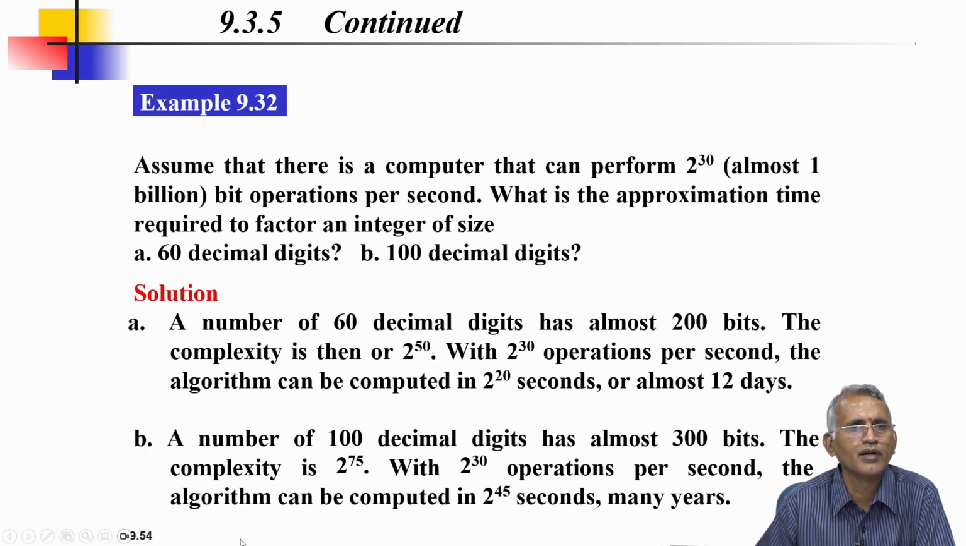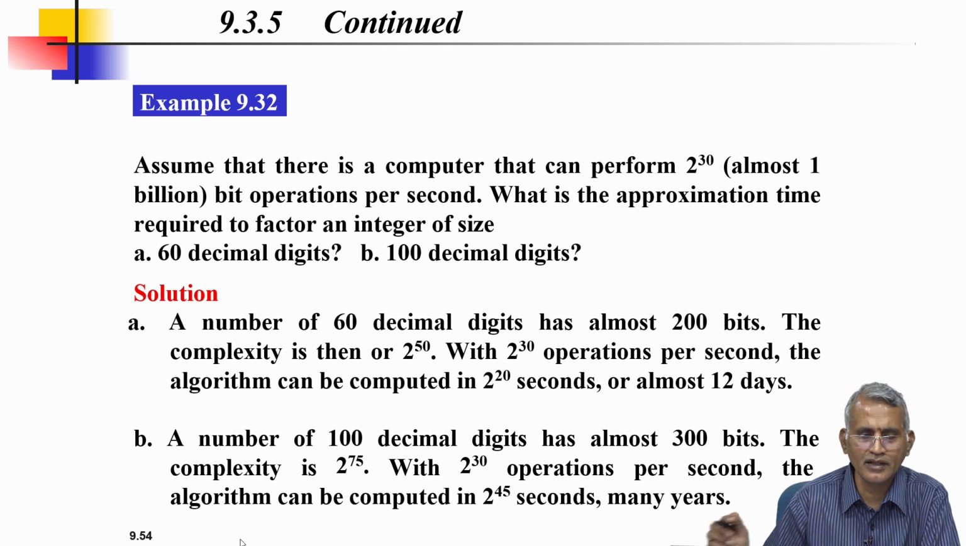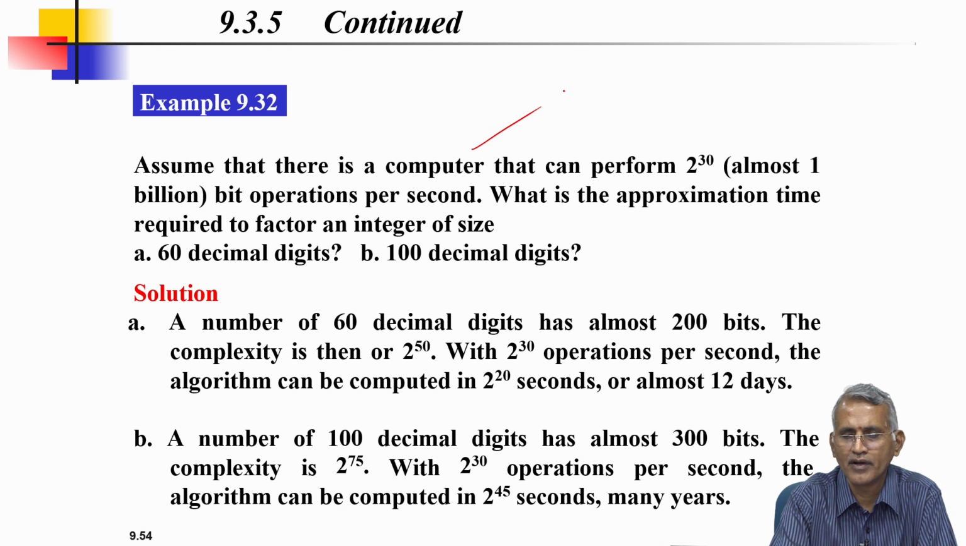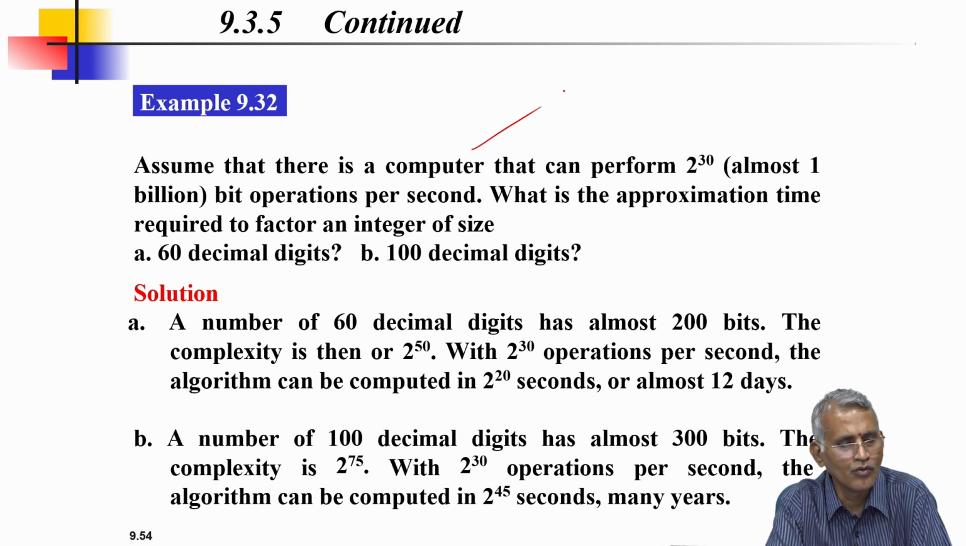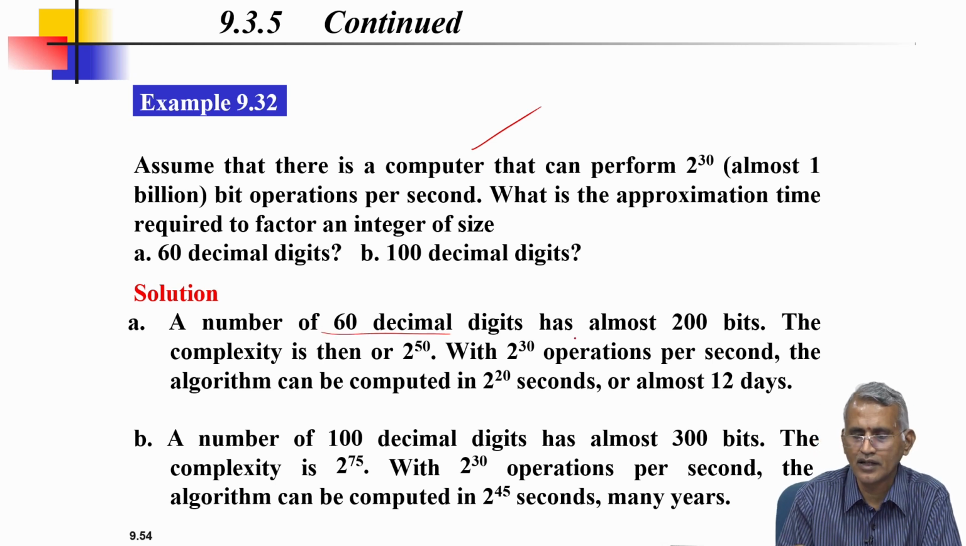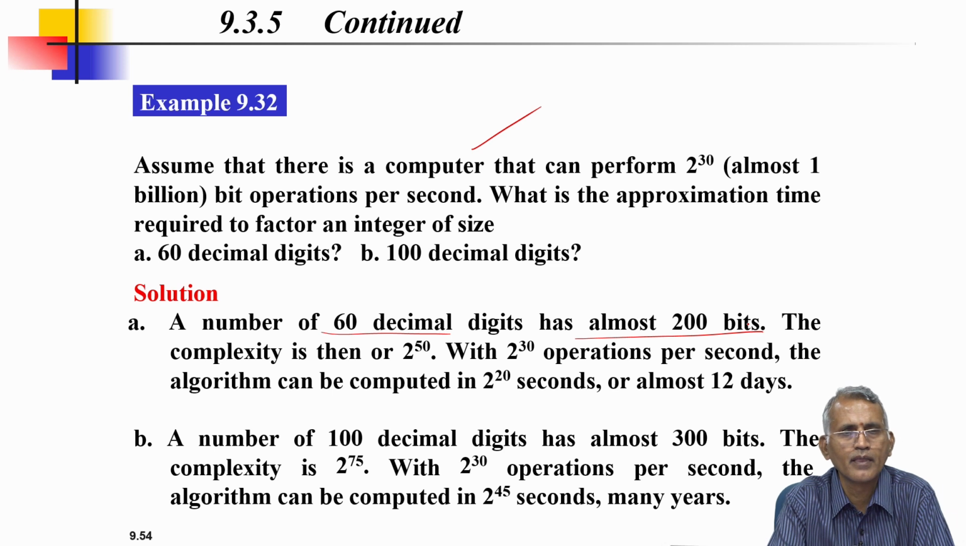So, next we have a problem related to this. Assume that there is a computer that can perform 2 power 30, almost 1 billion bit operations per second. What is the approximate time required to factor an integer of size: number 1, 60 decimal digits, and number 2, 100 decimal digits? So, solution: the number of 60 decimal digits is almost 200 bits.